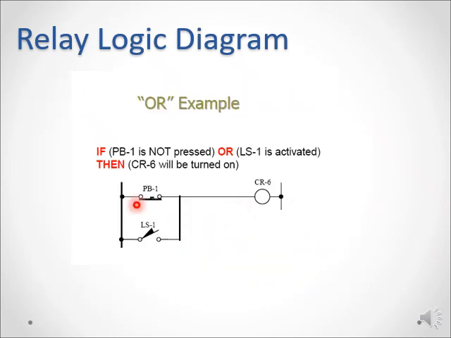On the other hand, if you have an OR condition, you will have two switches in parallel. If either this switch or this switch is closed, the rung, R-U-N-G, rung, will carry current and it will energize the CR6 solenoid, or CR6 coil, the control relay coil. So only if both of them are not turned on will it not be carrying any current.